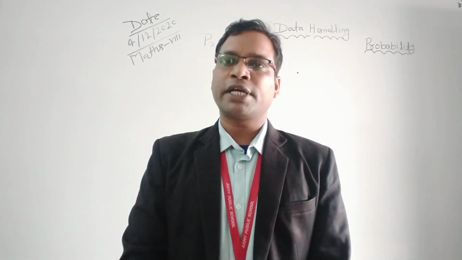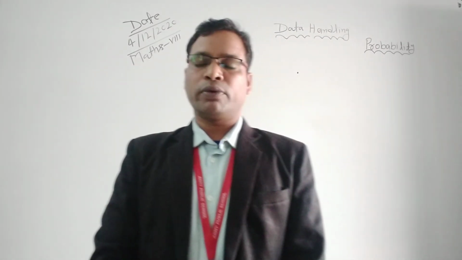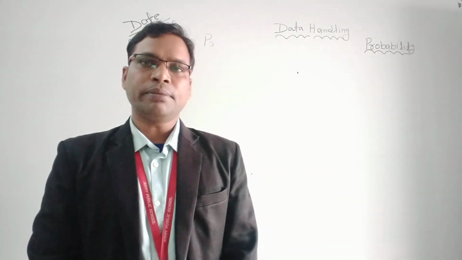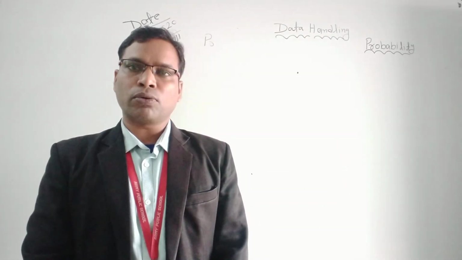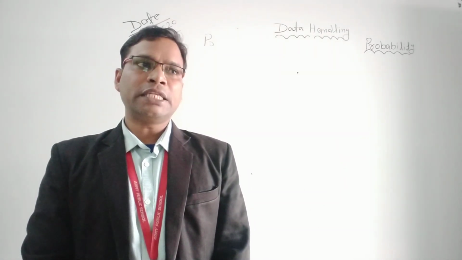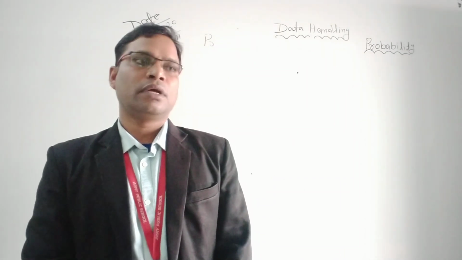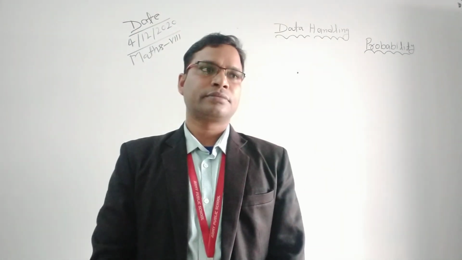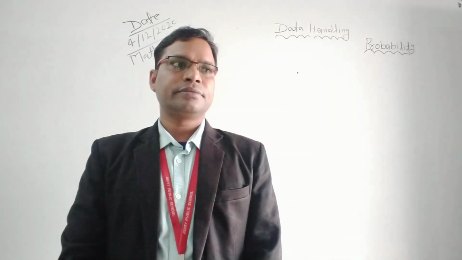Okay, so exercise 16.1, question number 1. A die is thrown. Find the probability of getting a prime number, not a prime number, a number greater than 5, a number not greater than 5.